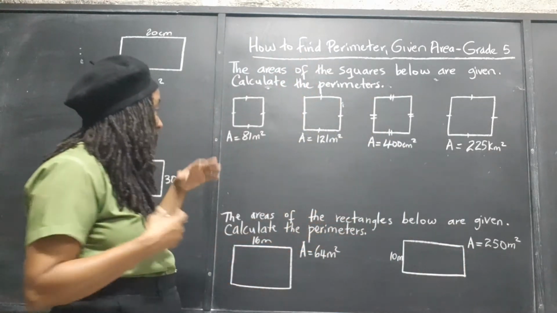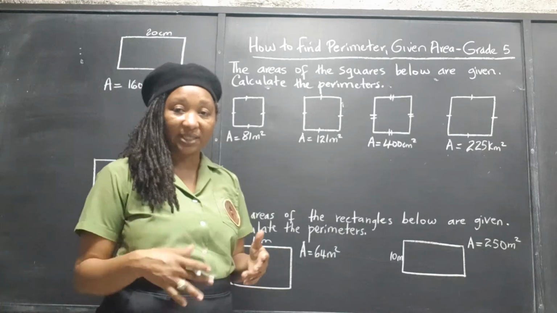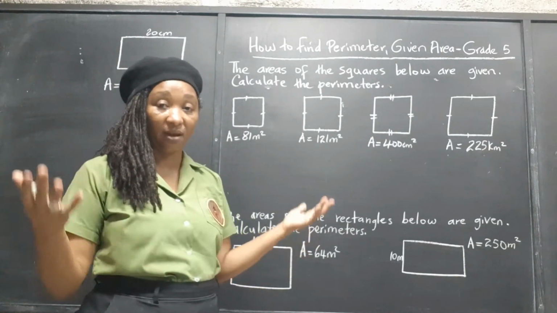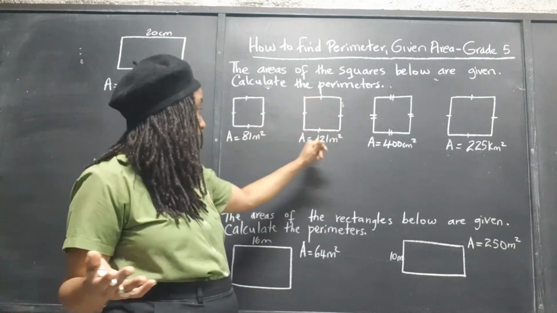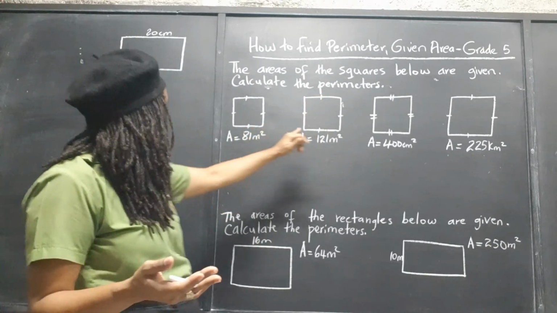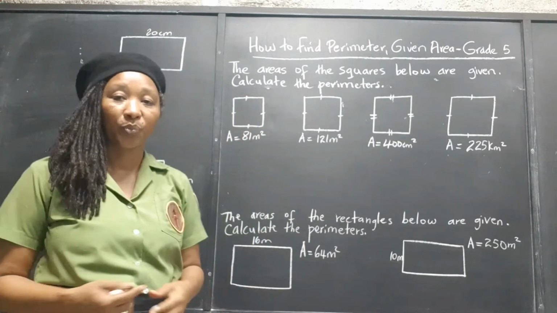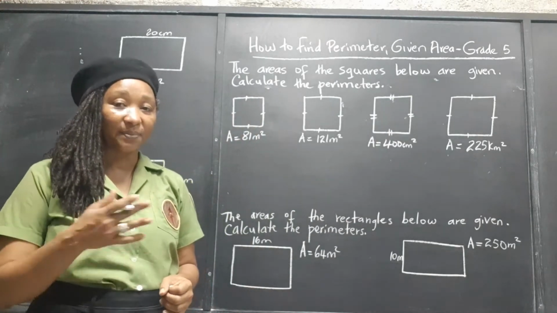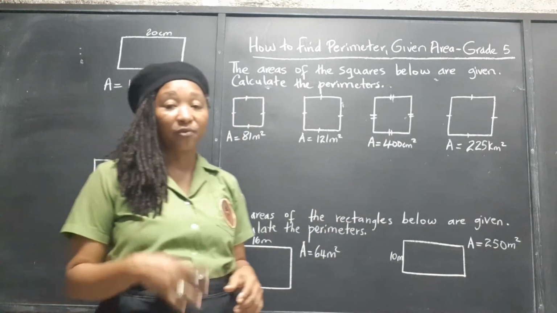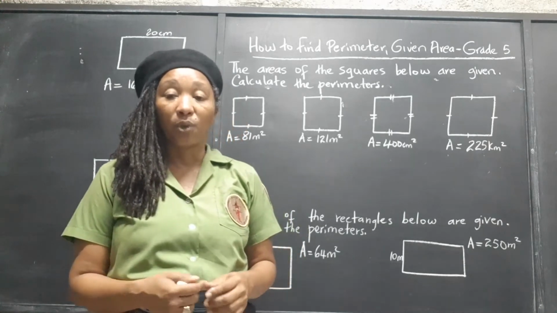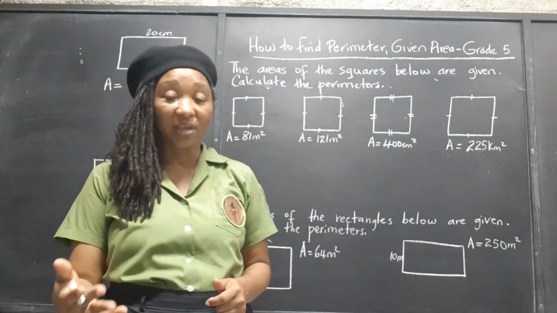So remember, the area of a square is side times side, or length times length. All the lengths of a square are the same, and that's what these strokes mean. Same lengths, because it's a square. So if the area is side times side, then if we know the area, we will find the square root of the area to get the side.